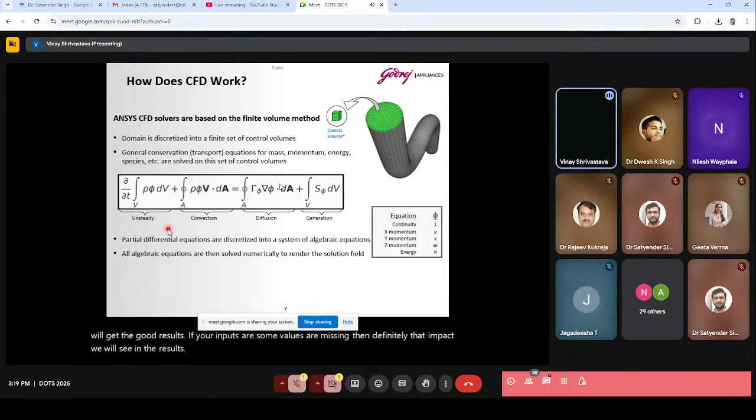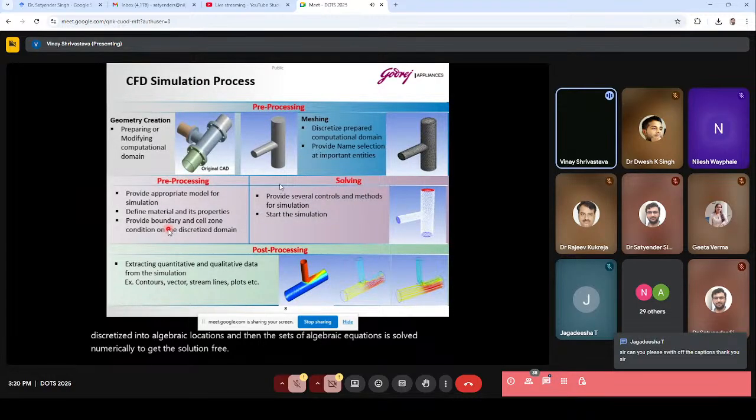And this is how, let's say, on the right side picture you can see there is a computational domain that is discretized into finite elements, which are known as control volumes. The governing equations like mass, momentum, energy are solved over these control volumes. The governing equations are basically in the form of differential equations. They get discretized into algebraic equations, and then the set of algebraic equations is solved numerically to get the solution field.